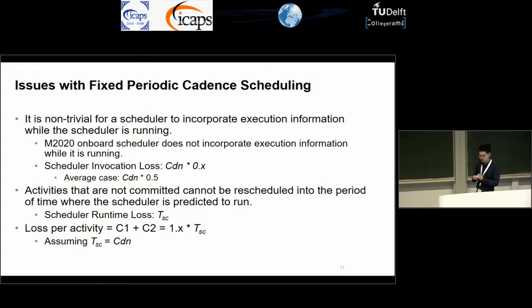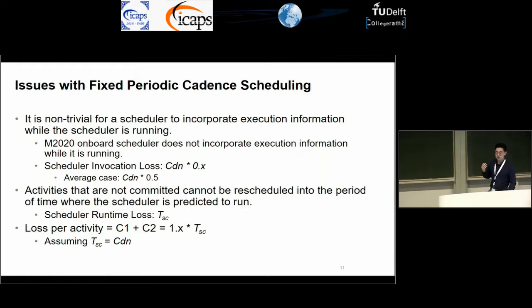And the first is the scheduler invocation loss. This loss occurs because it's non-trivial for the scheduler to incorporate execution information. More specifically, the Mars 2020 rover doesn't do so. As a result, you can have an activity that finishes early while the scheduler is running, and the scheduler won't know about that until the next time it's invoked. And so you have this loss that really just depends on whether or not you get lucky. If you get lucky and the scheduler invokes right after an activity ends, you'll be able to gain back all that time. But if not, then you have to wait until the scheduler finishes and re-invokes.